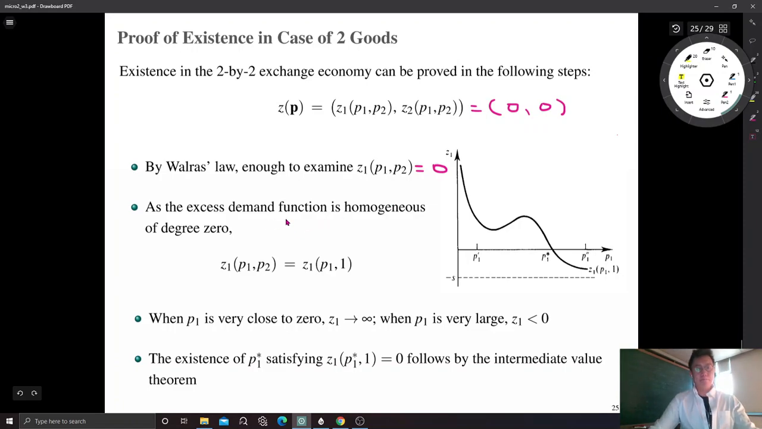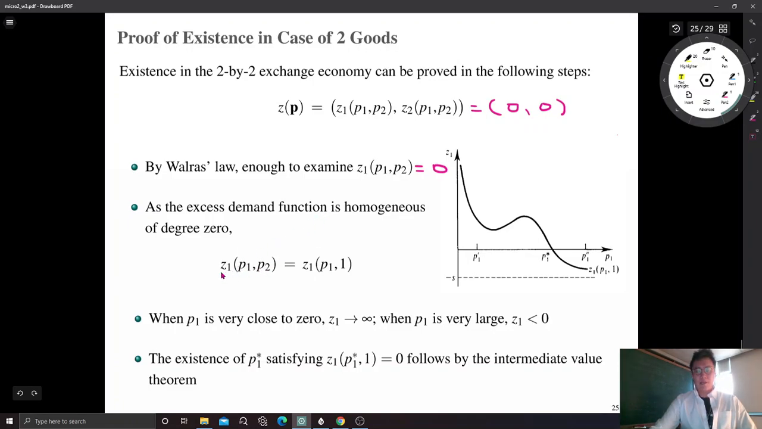All right, and then Walras' law simplifies the problem. Walras' law enables us to work with just one equation among these two. And I'm going to use the first property of the excess demand function. We know the function is homogeneous of degree 0. So originally z1 depends on two variables, p1 and p2.